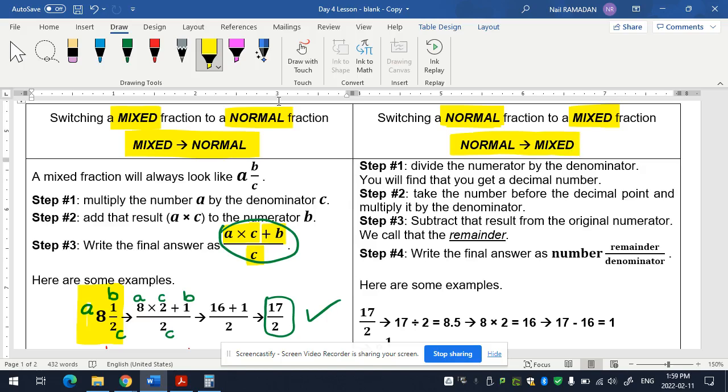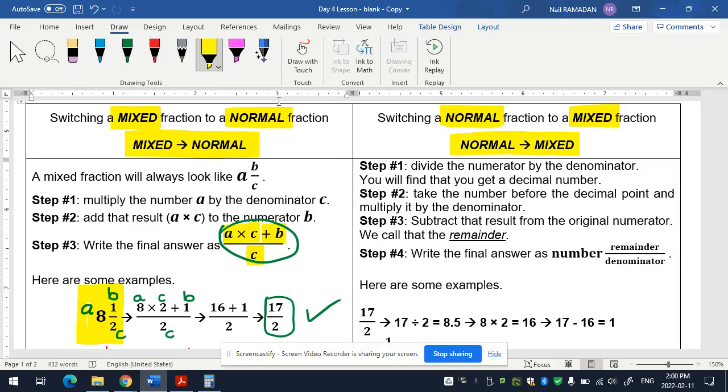So normal to mixed. Step number one, everyone: divide the top number, which is called the numerator, by the denominator. That's it. Literally, you have two numbers, divide them, or basically use a calculator. You will find that you always get a decimal number. So that's step number one.